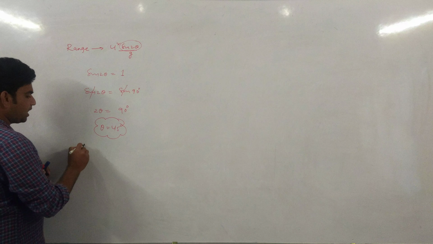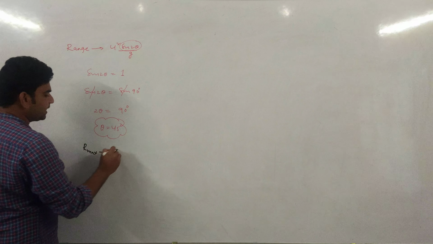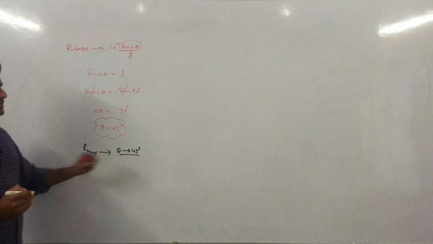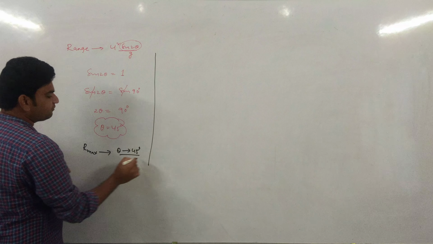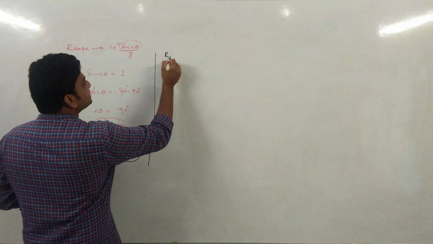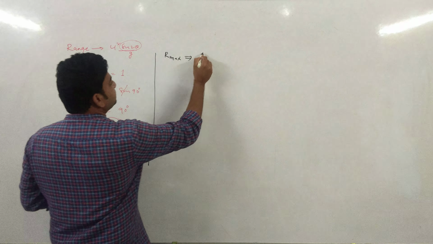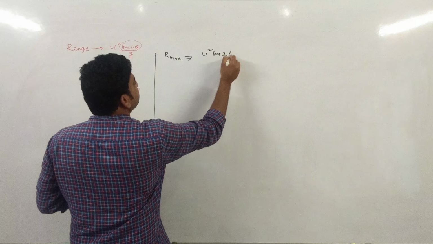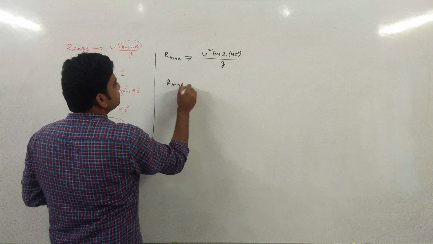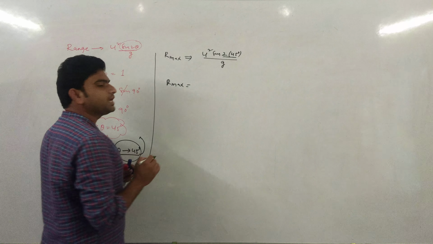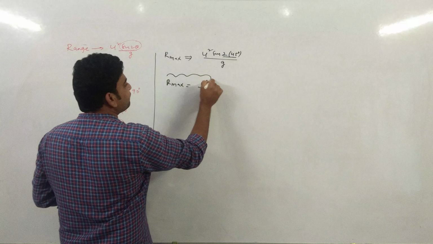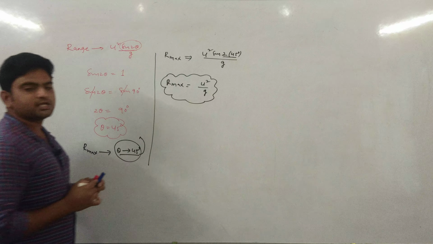So now we'll see R maximum is possible at an angle 45 degrees. What is the value of R maximum at an angle theta 45? We just simply put the value of theta in the place of theta here. Then my R maximum will be equal to u square sine 2 times 45 by g, and then sine 2 times 45 is sine 90, sine 90 value is 1, and remaining is u square by g. So this is the maximum value of range.